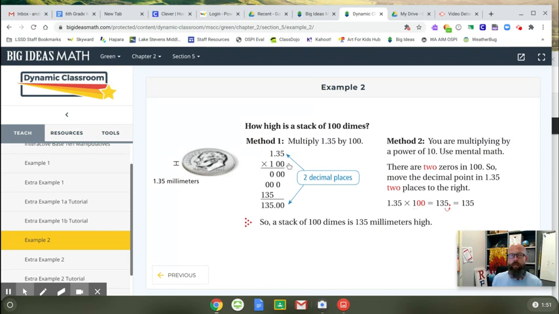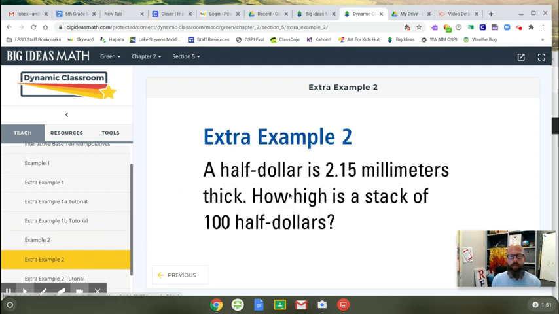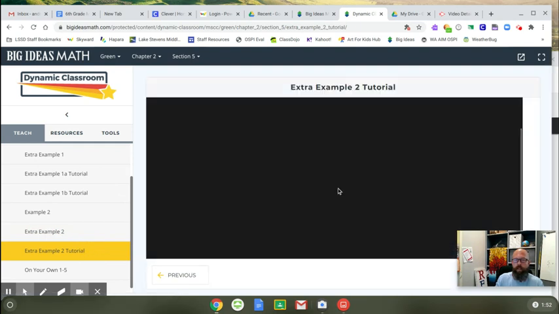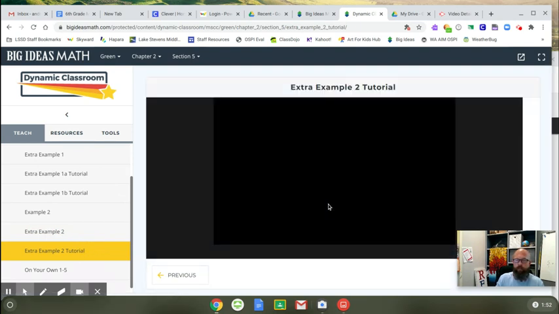But if you multiply, remember, you just line it up like you normally would. You don't have to line up decimals on this one. You just count your decimal places at the end. Let's look at another one. A 50-cent piece is 2.15 millimeters thick. How high is a stack of 100? So again, if you use mental math, 1, 2, 215, you can get that done real quick. But if you're multiplying with the decimal, let's take a look.